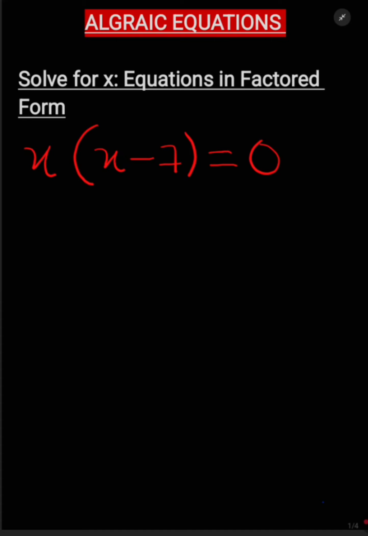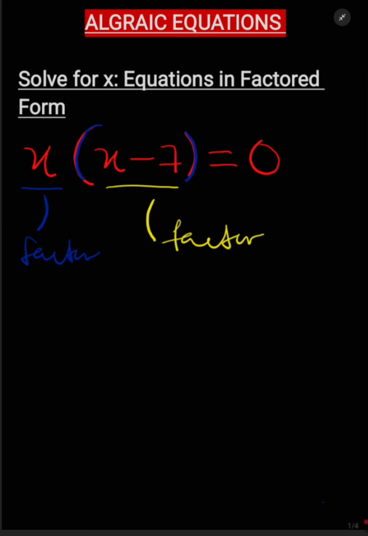And how do you notice that? There are round brackets, here they are. There are two factors in this equation, which are x and x minus 7. X minus 7 together form a single factor. And the product of these two factors equals 0.